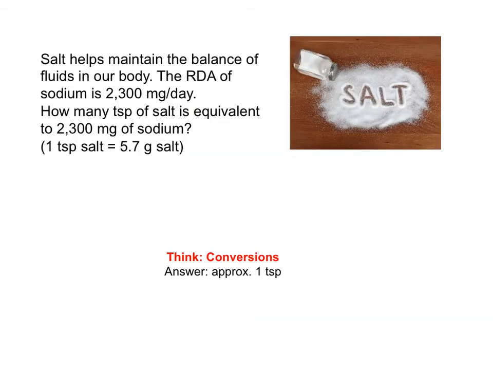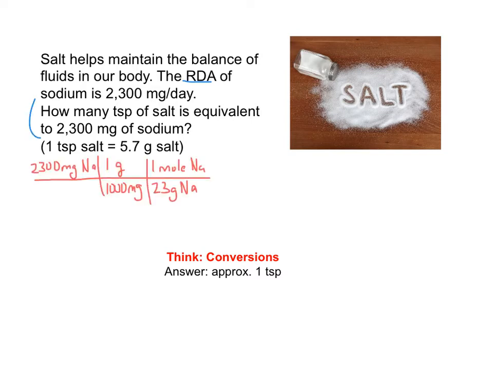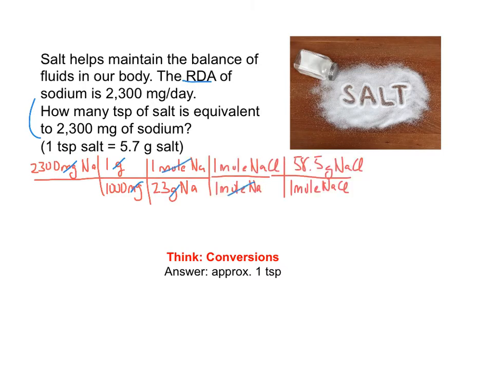Let's go back to salt. The recommended daily amount of sodium per day is 2,300 milligrams. Stop the video and answer this question. Here is the answer. First, convert from milligrams of sodium to moles of sodium. Then from moles of sodium to moles of NaCl. And finally from moles of NaCl to grams of NaCl. 5.8 grams of NaCl is about 1 teaspoon of salt. Note the molar mass conversions here and chemical formula conversion there.